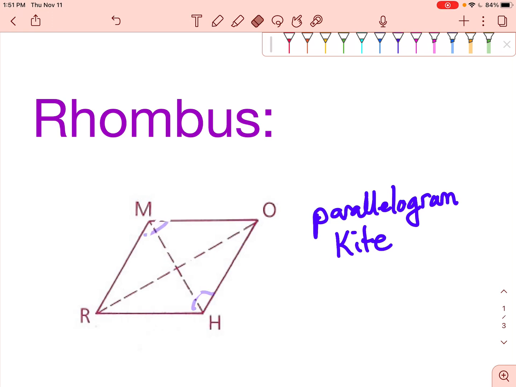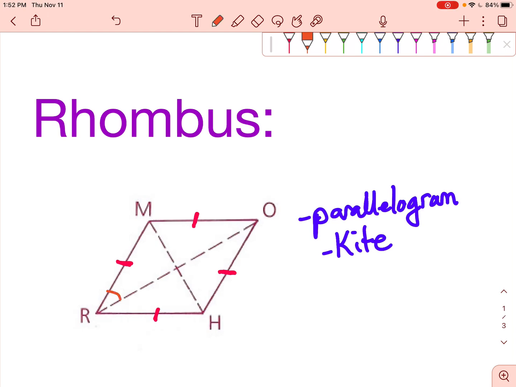So we have lots of stuff going on here with the rhombus. On top of it having the same qualities as a parallelogram and a kite, all of the sides are congruent to each other. So all these sides have to be the same. The diagonals bisect the angles. So RO is bisecting angle MRH.